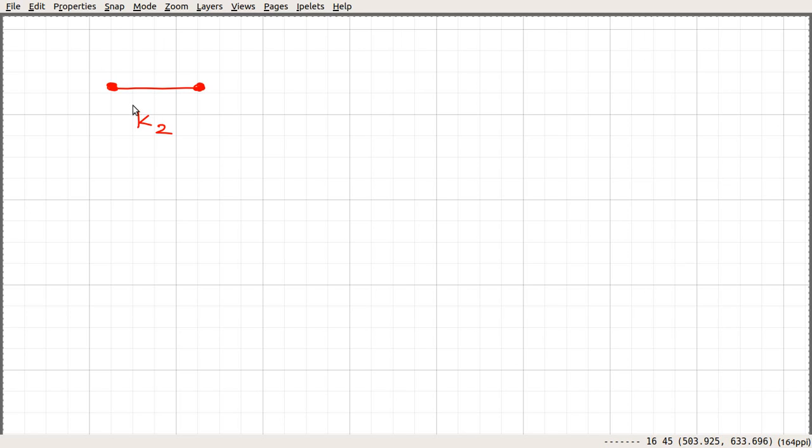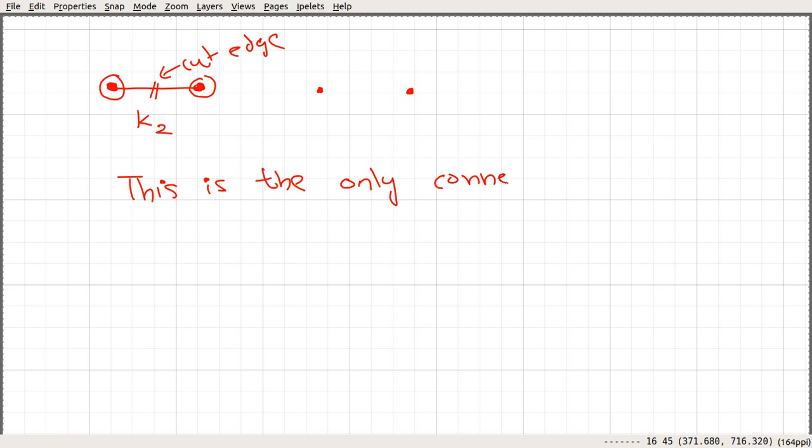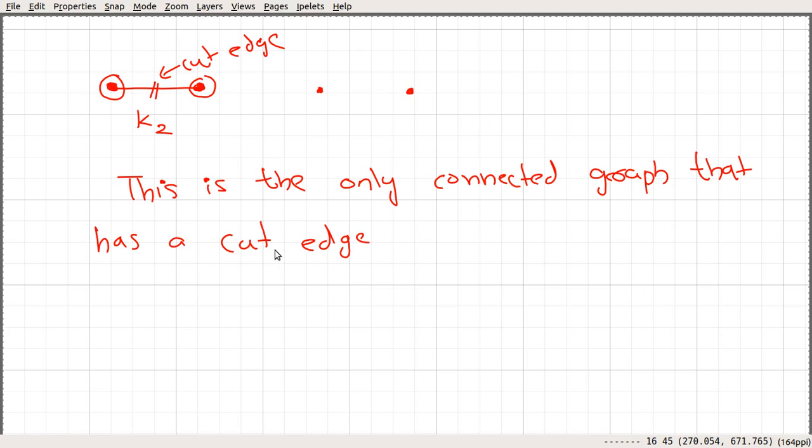And one more thing. Here we can see that this is K2. If this edge is a cut edge and you remove it, you get a disconnected graph with two isolated vertices. Again, we can see that these two vertices are not cut vertices. This is the only connected graph that has a cut edge but no cut vertex.